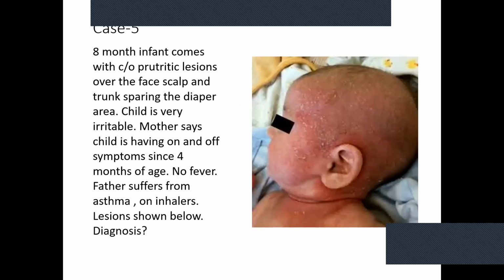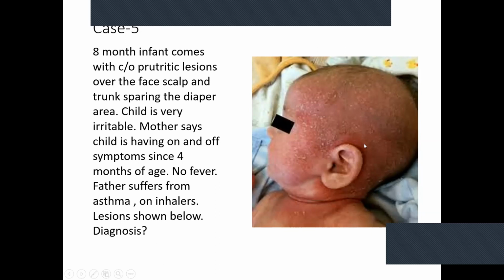An 8-month-old infant comes with complaints of pruritic lesions over the face, scalp, and trunk, sparing the diaper area. The child is very irritable. Mother says the child has had on and off symptoms since 4 months of age. No fever. Father suffers from asthma and is on inhalers. The lesions are shown here.